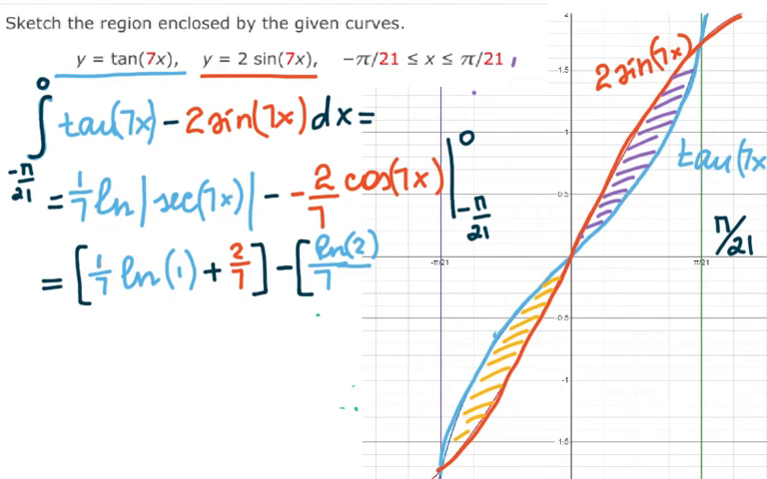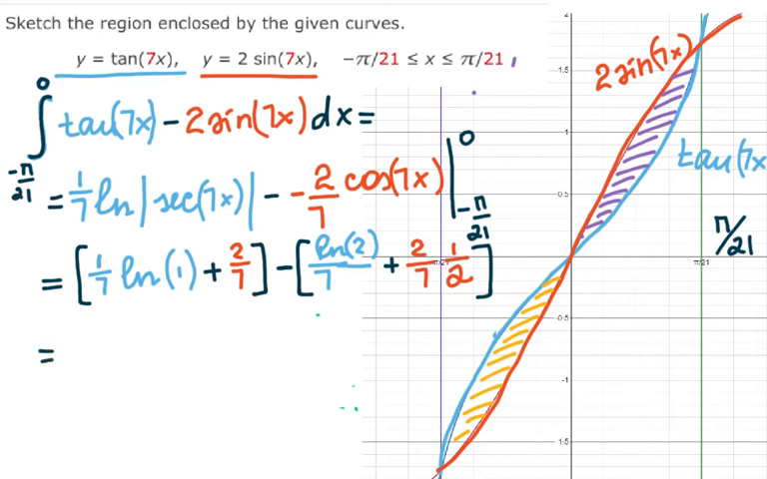And then I have minus those two negatives again will give me a positive. So that gives me a positive. And then if I plug in pi over 21 for the second function, I will have 1/2. So I will have 2 over 7, and then I have 1/2. And all of that is going to be closed in the brackets.